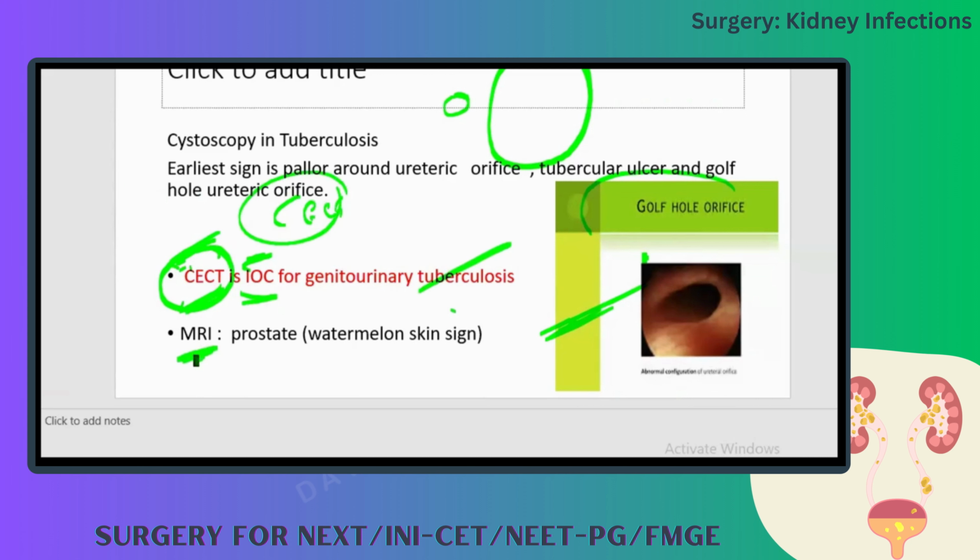Okay, and in MRI, there will be the watermelon skin sign in the prostate. If you see the prostate, it will be dark here, light here, dark here, light here, like the skin of a cut watermelon. So the MRI sign is the watermelon skin sign. Where do you see the bear paw sign? XPN, xanthogranulomatous pyelonephritis. Very good. So remember, the watermelon skin sign is seen in prostate TB.